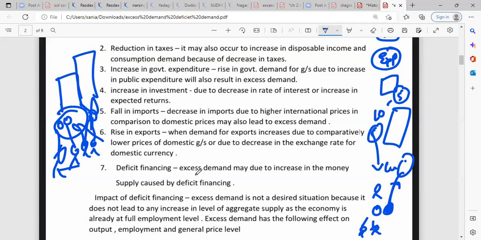Then deficit financing. So, ma'am, what is deficit financing? Excessive demand may be due to an increase in money supply caused by deficit financing. The deficit financing, when you demand a lot because you have money, right? Because you borrowed it from someone. For example, I had 10 rupees, but now I borrowed 100 rupees from my friend. So now I have more money. That is deficit financing. Clear?